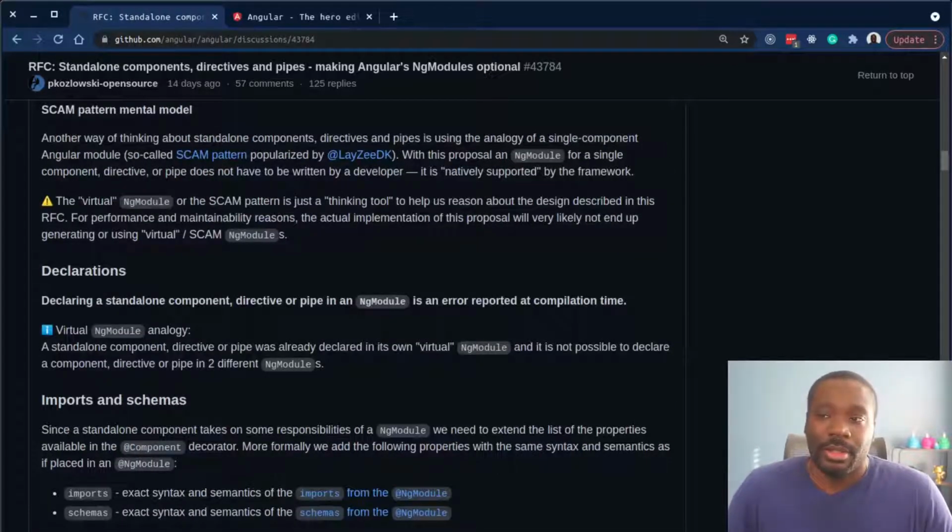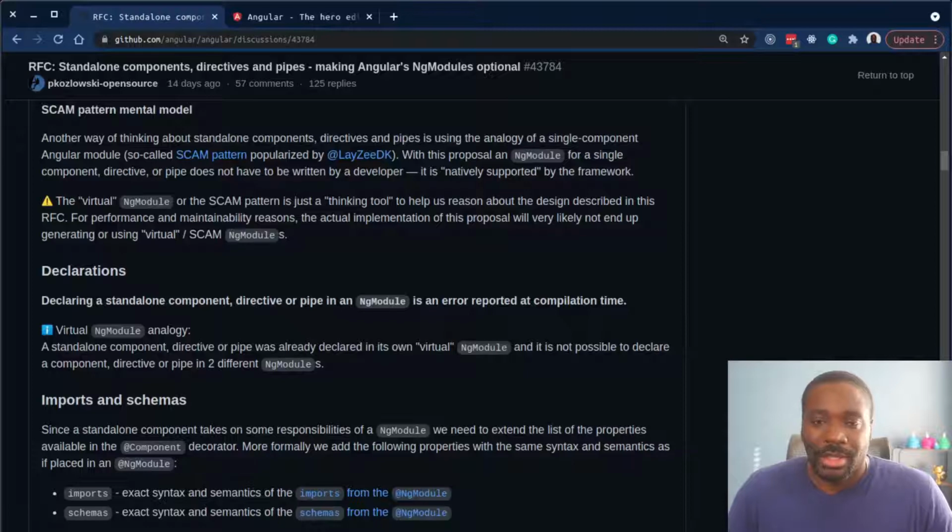As I mentioned before, this goes back to a pattern that has been around the Angular ecosystem for a while called the SCAM pattern, which is single component and module pattern. And Lars has been an early proponent of this pattern and has definitely championed it throughout its life cycle. And it kind of influenced this mental model around optional NgModules or standalone components, kind of folding those two ideas together.